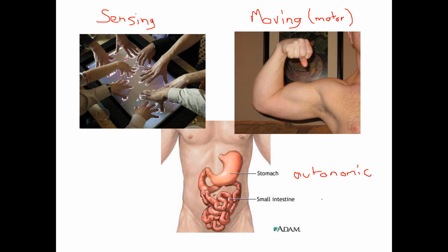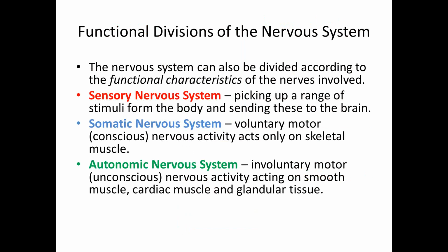So those are the three major functions of the nervous system: sensing, moving or motor system, and an autonomic vegetative system. We can see that on the next slide. So we have a sensory nervous system which picks up a range of stimuli from the body and sends to the brain. So whether it's hearing, taste, whether it's touch.